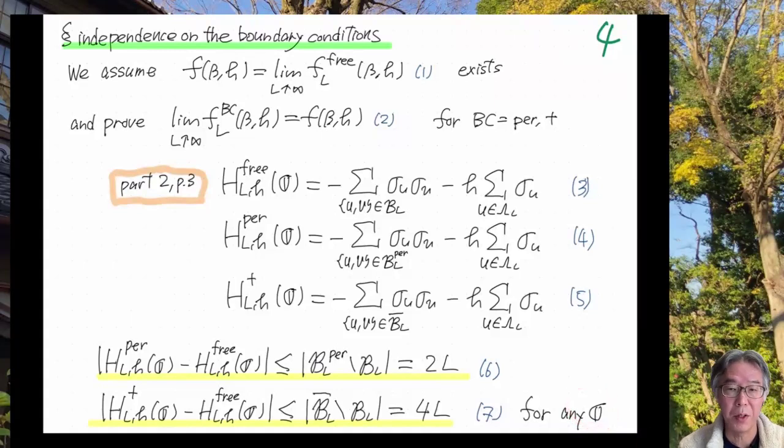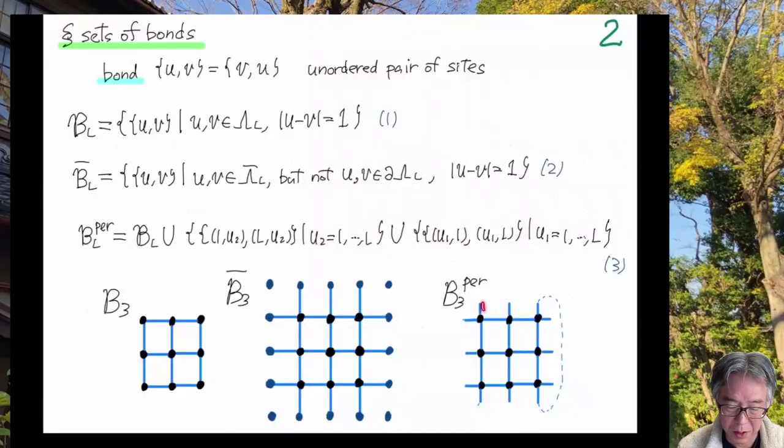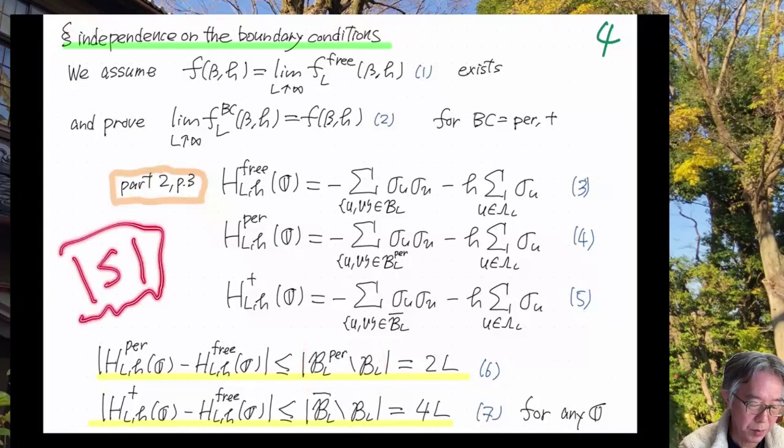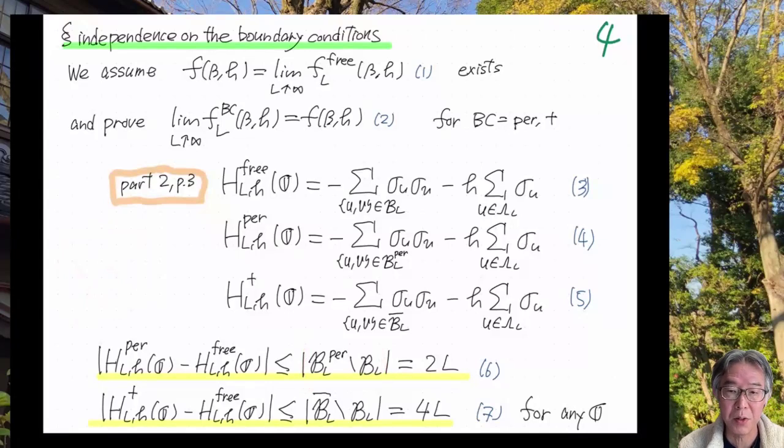And the difference depends on sigma. You have to add these things, and it depends on the spin configuration. But in the worst case, if all these terms are plus or if these terms are minus, the worst thing you can get is this. Here this is a set which is obtained by taking away BL from BL periodic. This simply means the set of these added bonds. This absolute value, in my notation, means the number of elements in this set. So this is simply the number of bonds which are added to realize periodic boundary conditions.